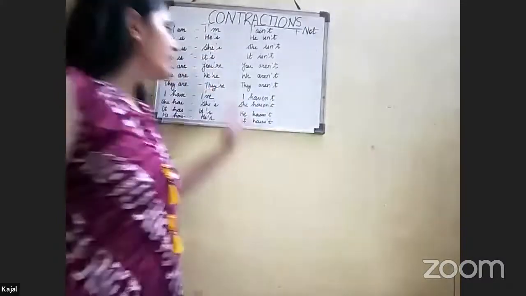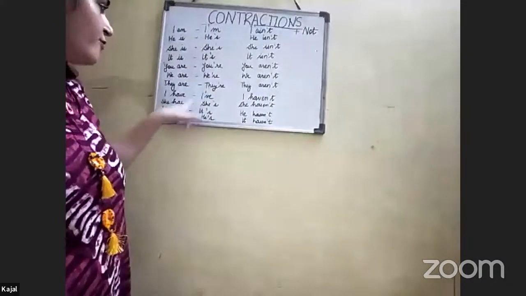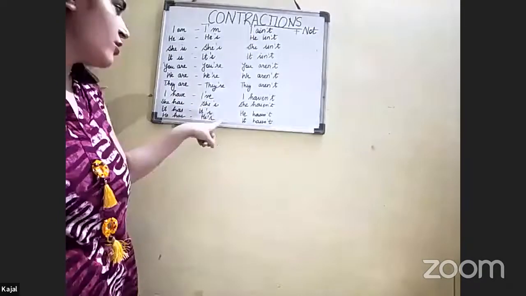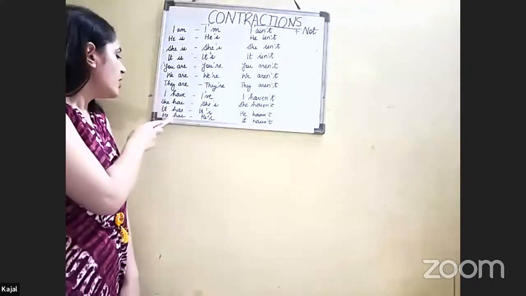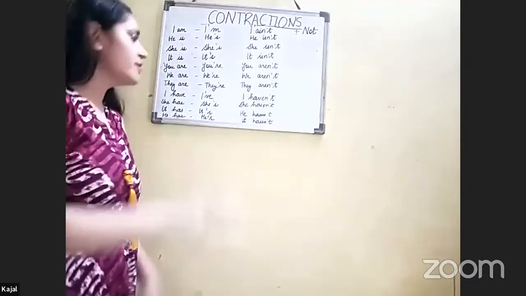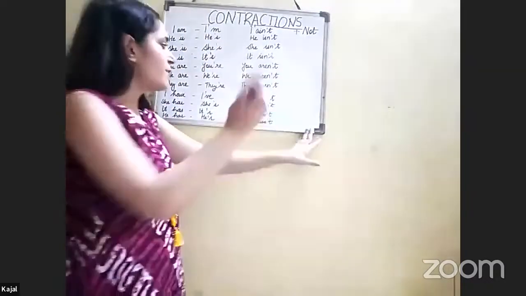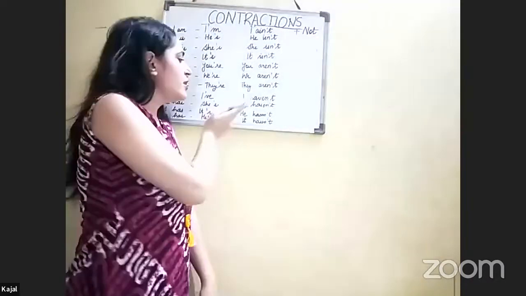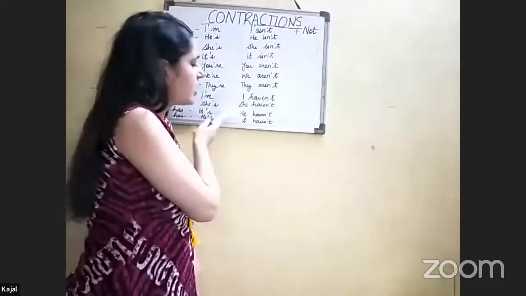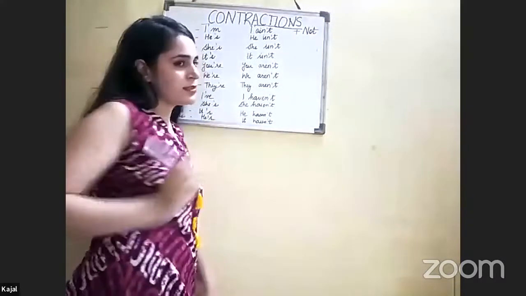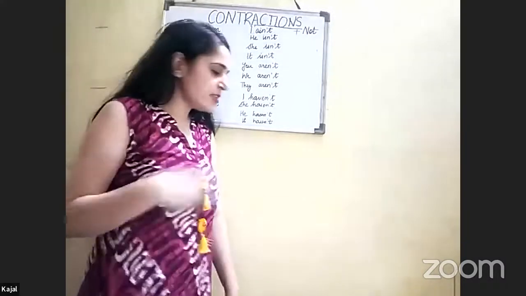So next up we have I have not, she has not, it has not, he has not. So the negative contractions will be I haven't, she hasn't, he hasn't, and it hasn't. So next, let's start with you, we, and they.